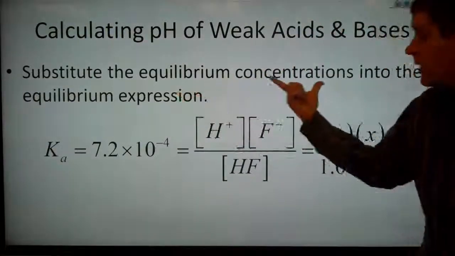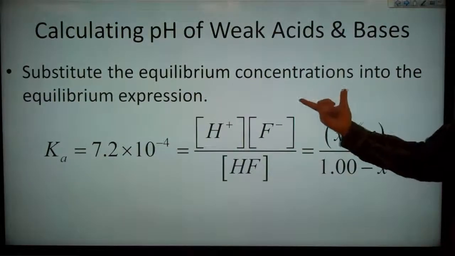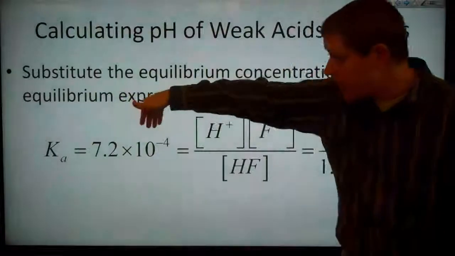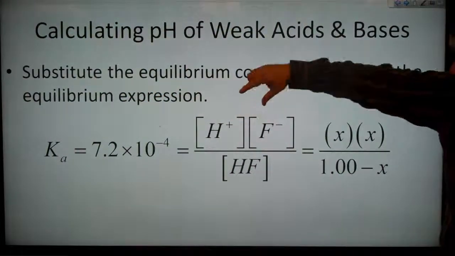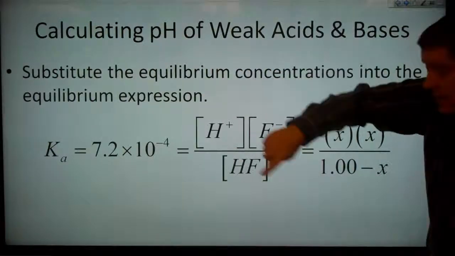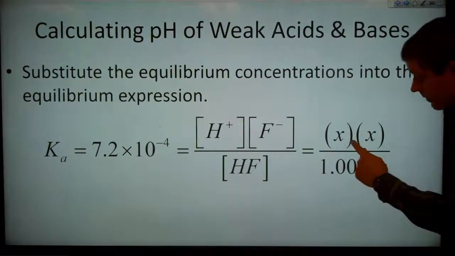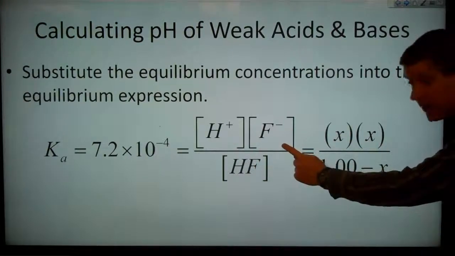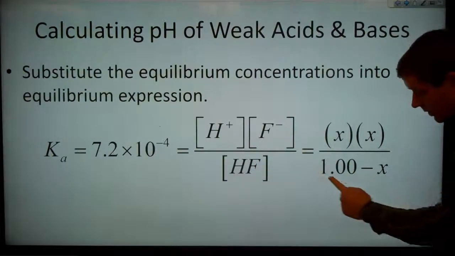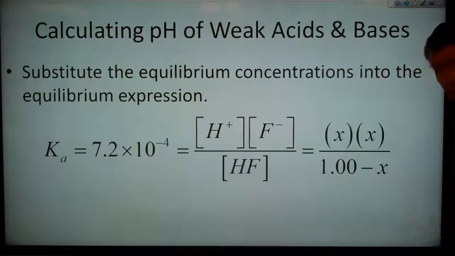Now we can substitute these equilibrium concentrations into our equilibrium expression. So we already had Ka equals 7.2 times 10 to the minus 4 equals this expression. And now we know the value of each of these terms, right? So we can plug in X for the hydrogen ion concentration, X for the fluoride ion concentration, and 1.0 minus X for the HF concentration.